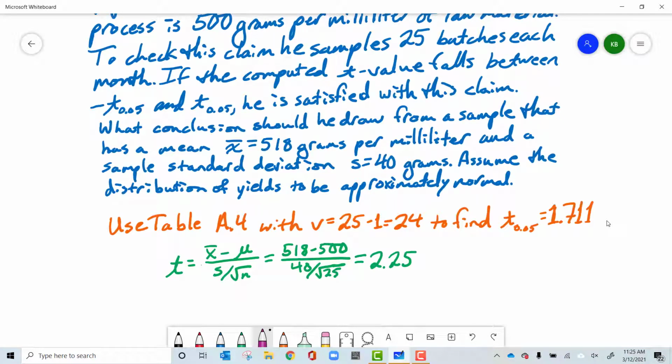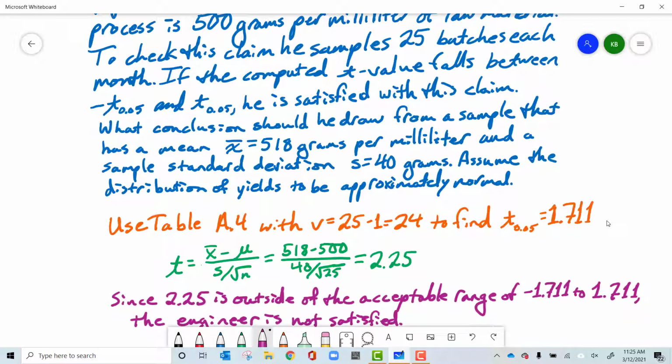Now, we need to calculate the t-value of the sample that we found. So the t-value of the sample we found is 518 grams for our sample mean minus our population mean of 500 grams, divided by our sample standard deviation of 40 grams divided by the square root of our sample size of 25. So when we do this arithmetic, we end up with a t-value of 2.25 for the sample.